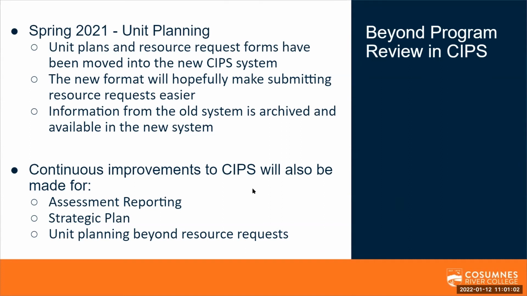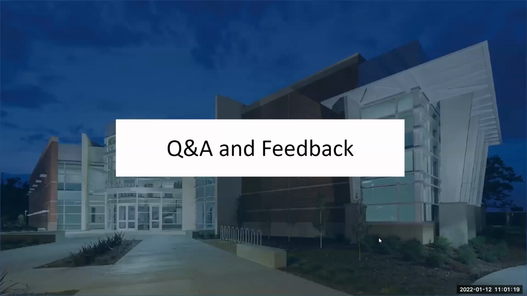So we're looking at assessment reporting and strategic planning, and then making the unit plan an actual plan beyond just the resources that people submit to the COB ITMB process. So there's a few things that are going beyond program review that we're continuously improving. And then we'll just take questions and take your feedback. So any questions, comments, just let us know.